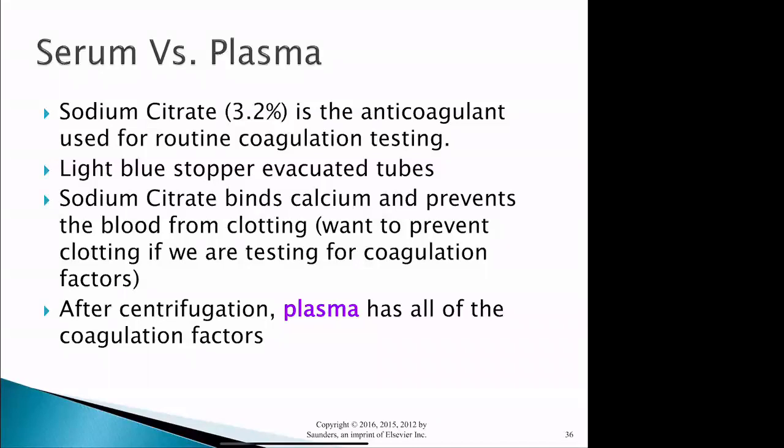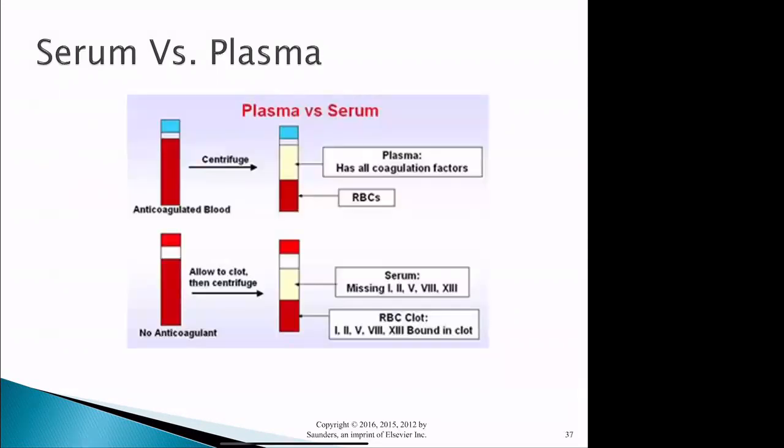So when we get our specimen in Coag, we're going to centrifuge the specimen. At the top you have the liquid part of the blood, and that is going to be called the plasma, and it has all of your coagulation factors. At the bottom, you'll have the red cells. So here's a picture of the plasma versus serum, and I think this picture will help us understand. The plasma we collected in a sodium citrate tube is anticoagulated blood. When we centrifuge, the red cells go to the bottom, but all of your Coag factors will go to the top of the tube.